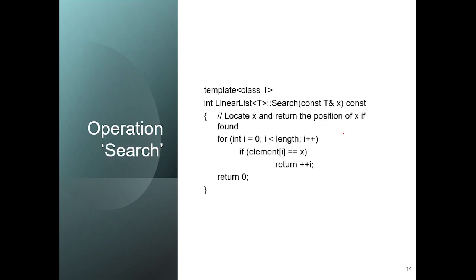Then the search operation. Now what does the search operation do? The search operation gets an element, it may be some value. Now you have to search for this value in the list and return the position if it is found. So where do you start? We start from i equal to 0, and we go up to the length of the list.